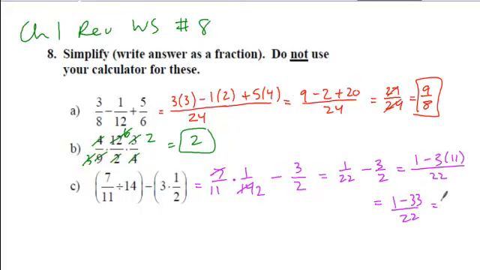negative 32 over 22. I can do one last simplification because there's a common factor of 2. Each of these, 2 goes into 32 16 times, 2 goes into 22 11, so I get negative 16 over 11 for my solution.